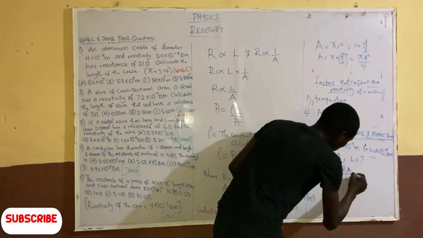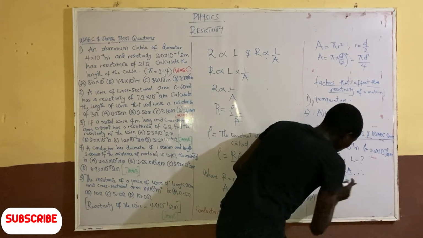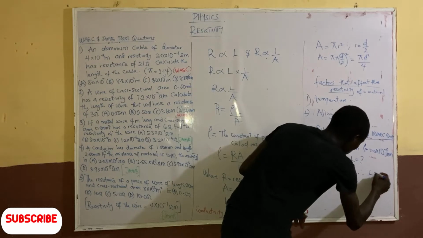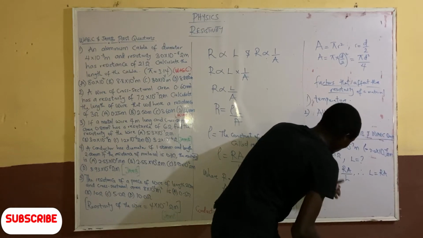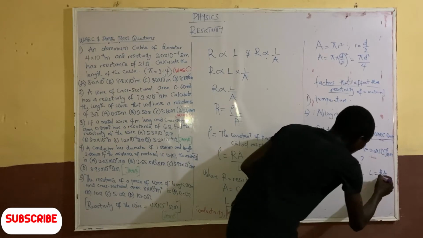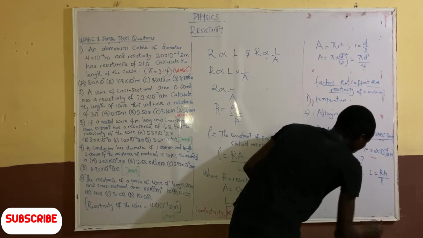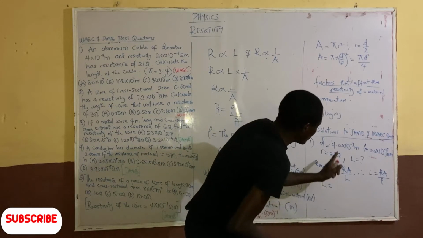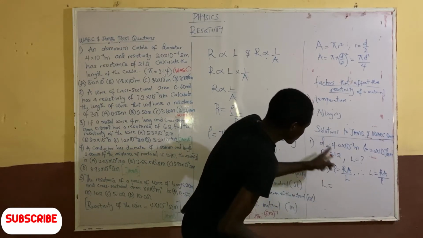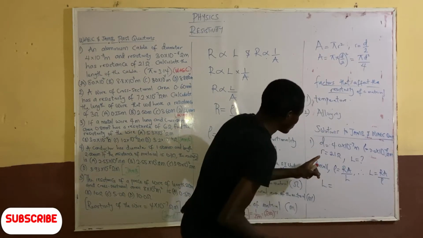Therefore, we have L to be equal to RA, just cross multiply. So L equals RA all over resistivity. Now look at this. We need our area for us to get our length.